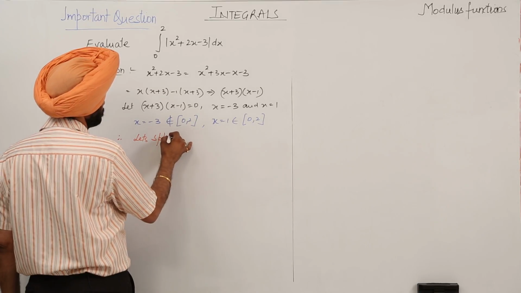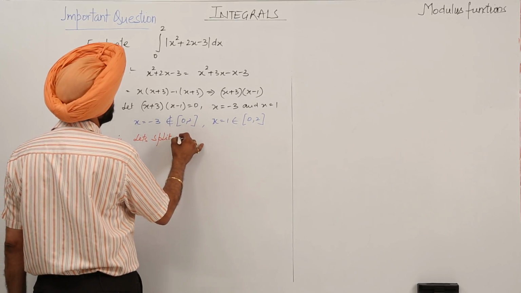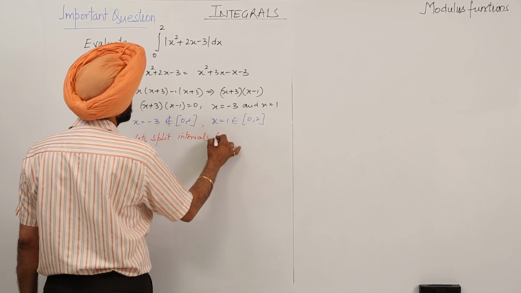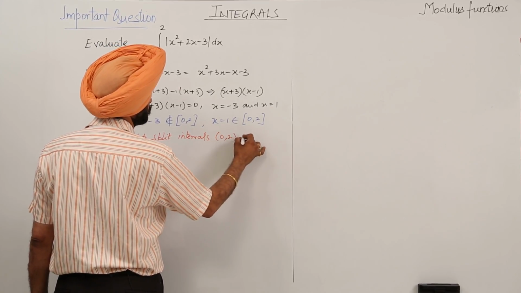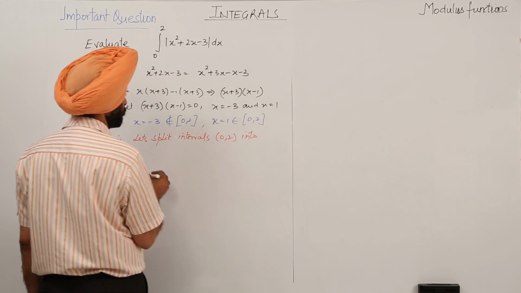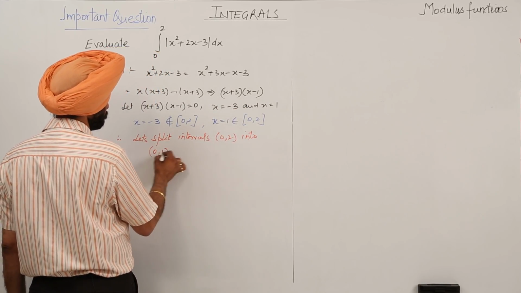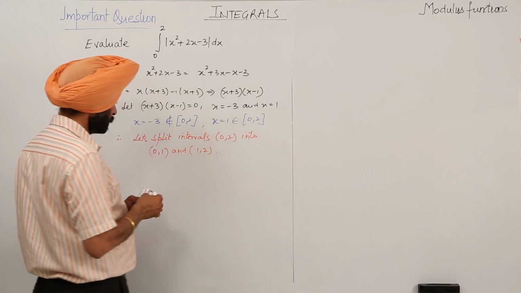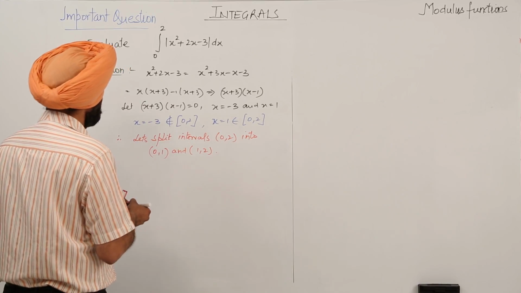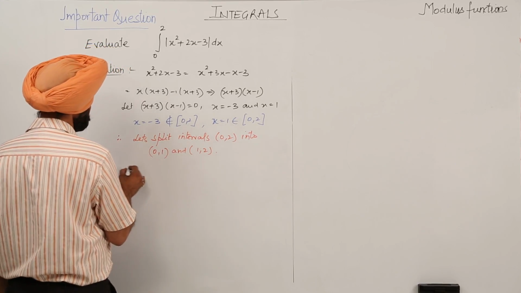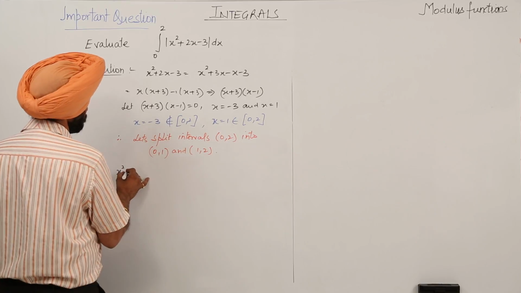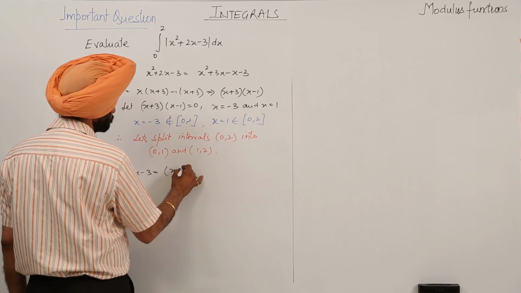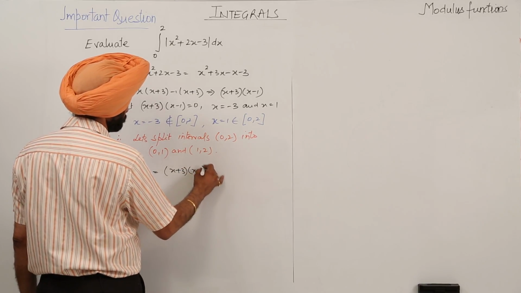Okay, therefore let's split the interval 0 comma 2 into 0 to 1 and 1 to 2. Now we are having x square plus 2x minus 3 is equal to (x plus 3)(x minus 1).